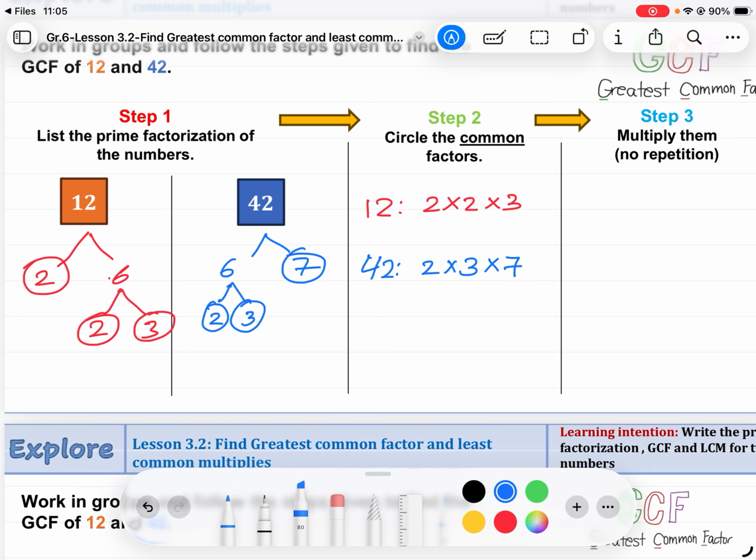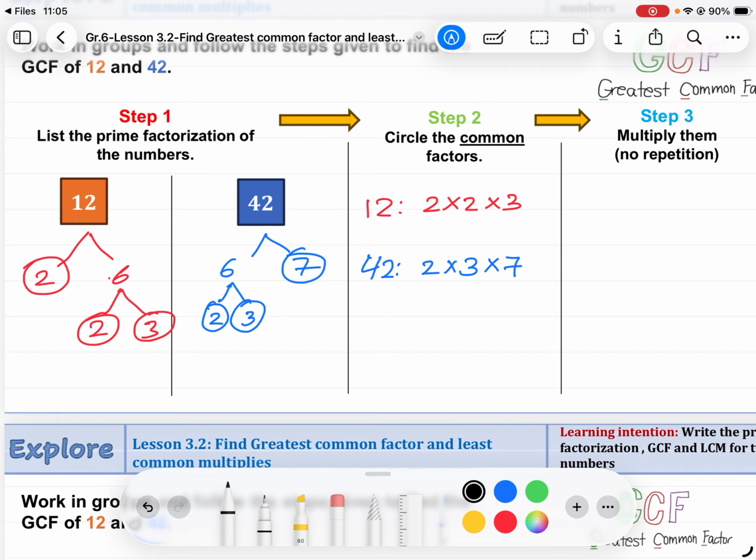So I know I taught you in class that you guys should highlight the common factors and take one of them. I'm going to show you now an easier way. Let's just use this way. It's better. Let's circle the common factor. What does it mean, common factor? Common factor, you guys, it means they both have the same number. Common means it's the same factor.